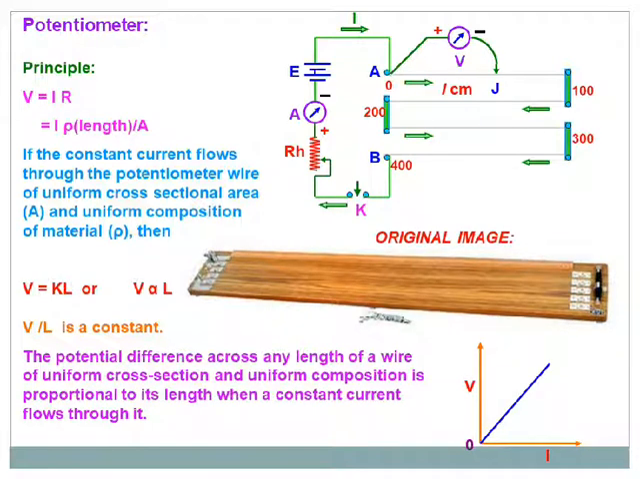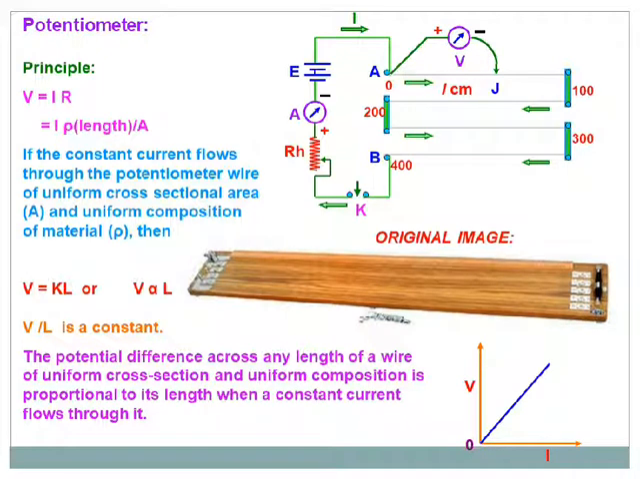As we have said, the current flowing through the circuit is constant. It is a uniform wire, so area is constant and so resistivity is constant. So all the terms are constant except length. So you can say V is directly proportional to length, as constant current, constant resistivity, and constant area are there. So as we increase the length, V will also increase. So that is nothing but the principle of potentiometer. So you can say V is equal to K into L.